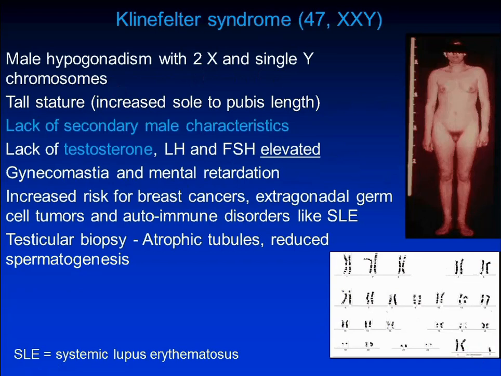People with Klinefelter syndrome are tall. They lack secondary male characteristics. Biochemically, they have low testosterone and elevated levels of luteinizing hormone and follicle-stimulating hormone. They have gynecomastia and mental retardation.